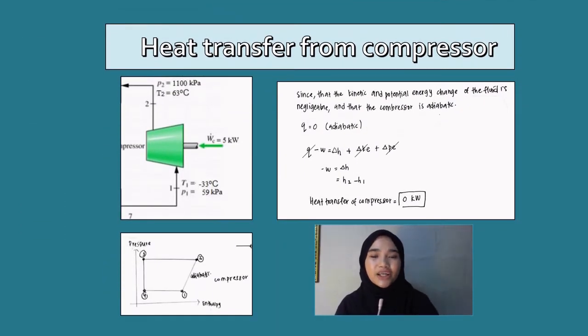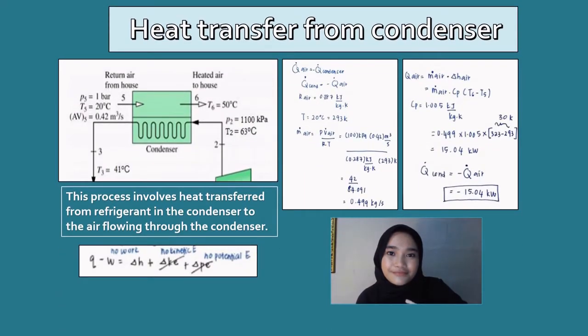The next question of assignment 2 in chapter 1 is to find the heat transfer. The heat transfer from the compressor is assumed to be 0 since there is no kinetic energy and potential energy and it is negligible. And also the compressor is at the adiabatic state. After that, we determine the heat transfer from the condenser.